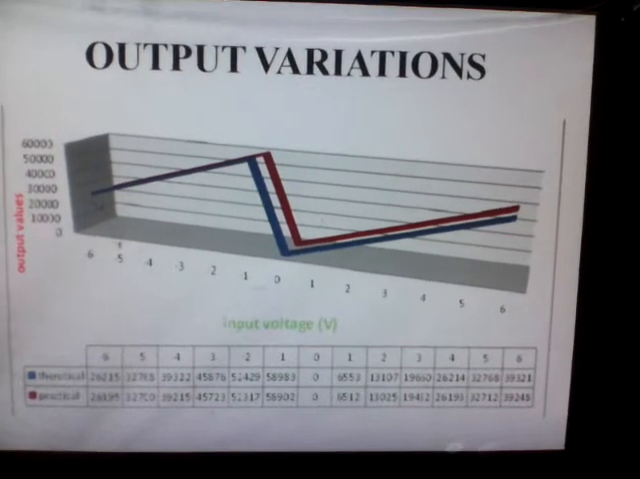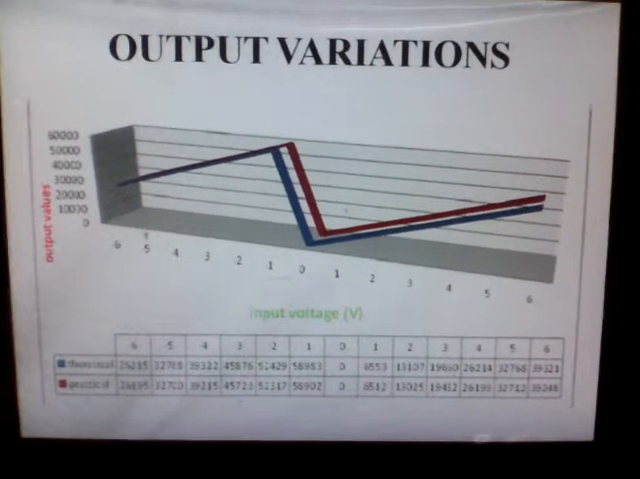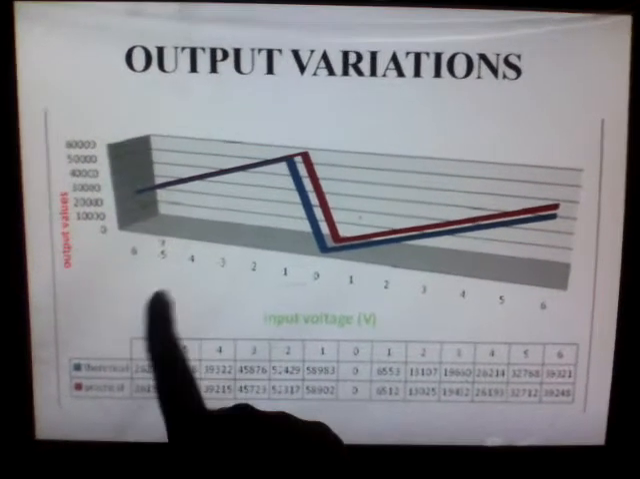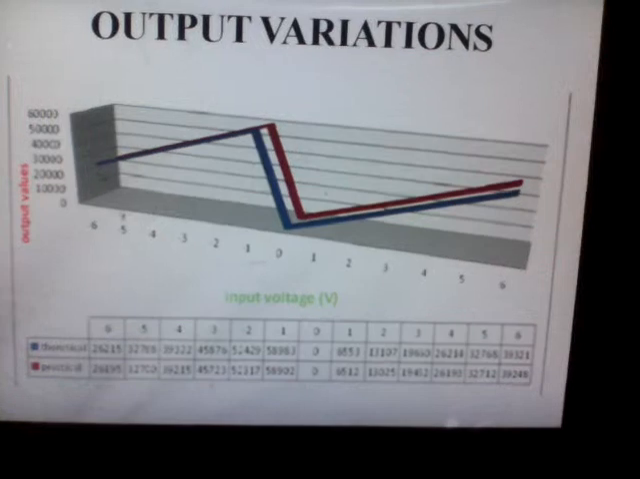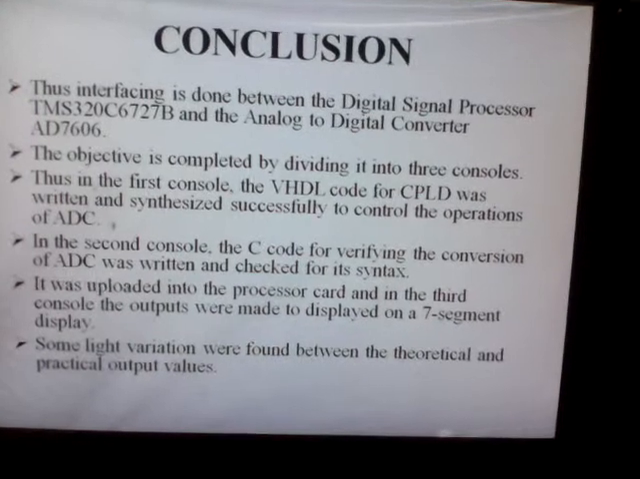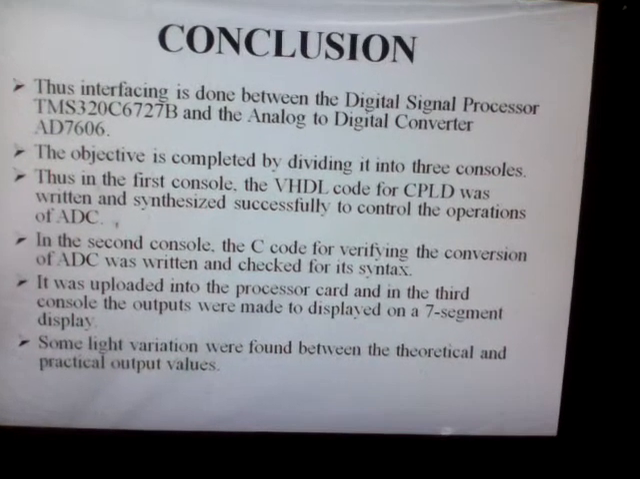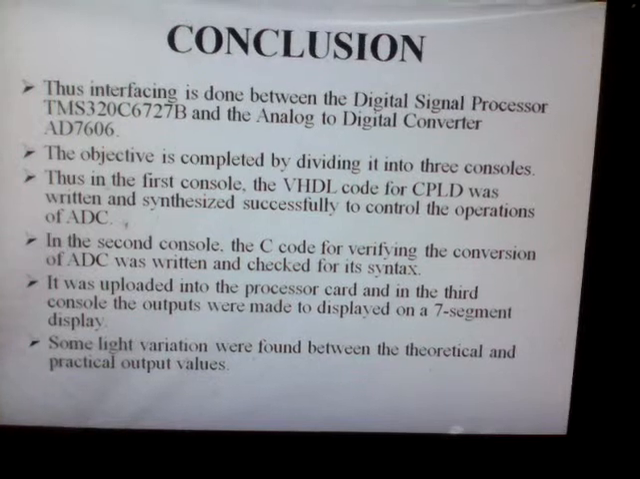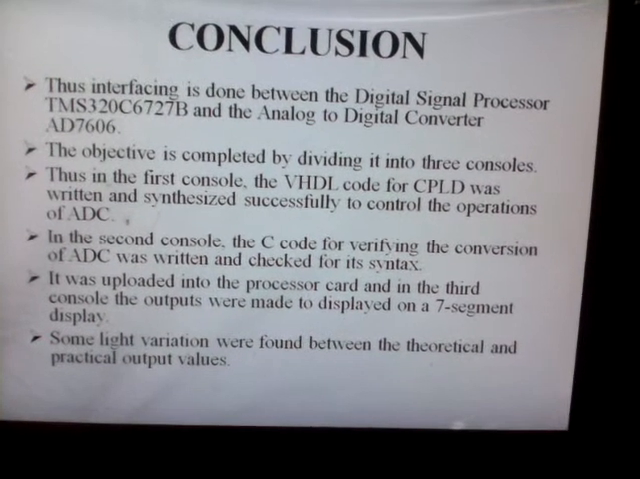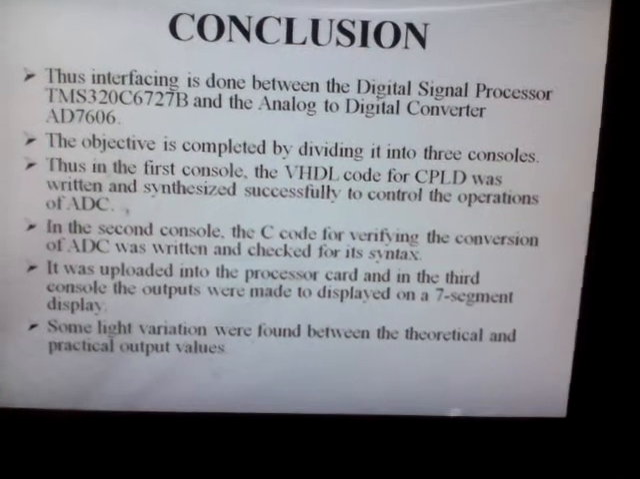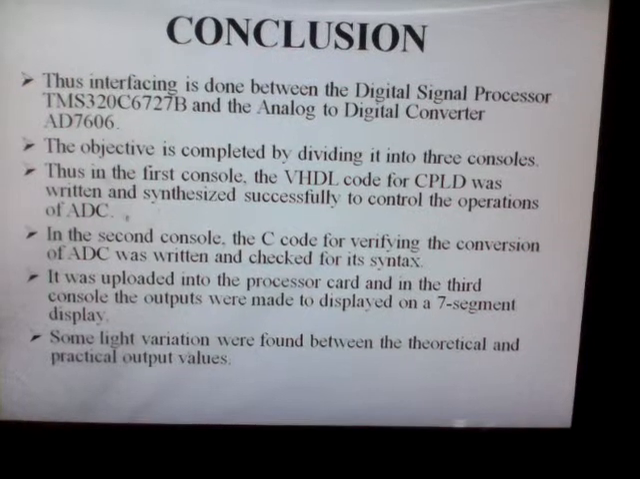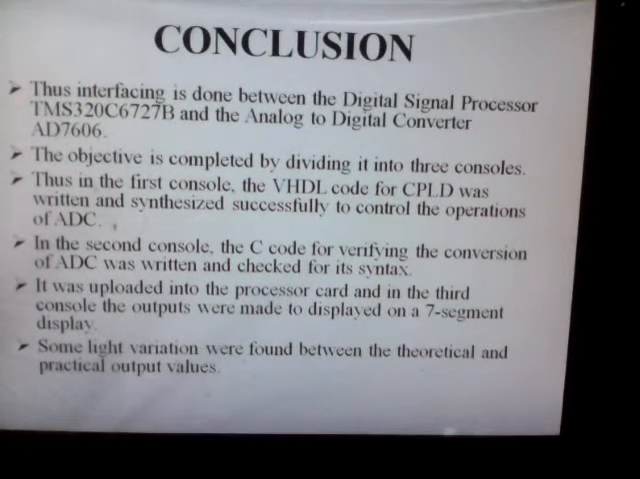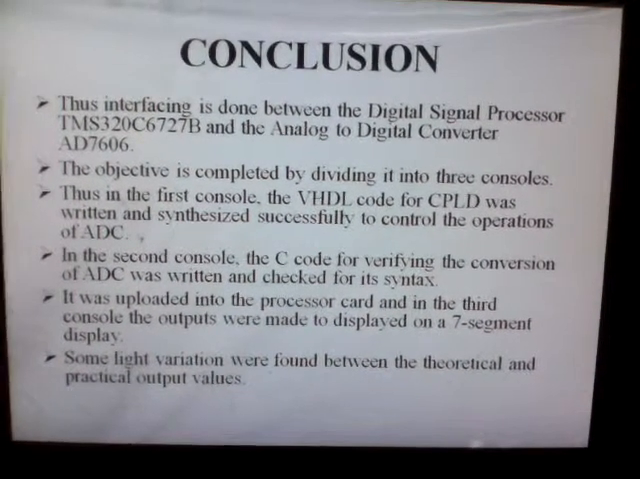We have made a graph based upon the theoretical and practical values. It is between the output values and the input voltage range which we are using here. Thus the interfacing between the DSP and the analog to digital converter is done. The objective is completed by dividing it into 3 consoles. But some slight variations were found between the theoretical and practical output values.